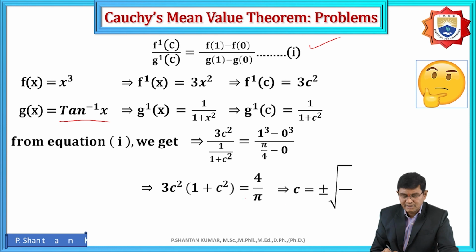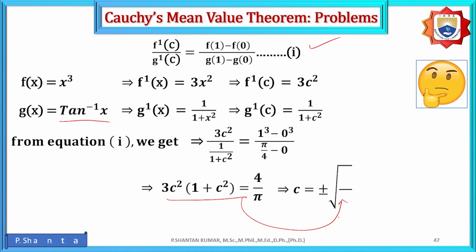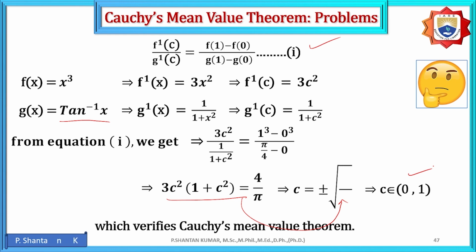So c is equal to, after simplification of this one, you may get a plus or minus root value. And automatically the plus value will lie in between 0, 1. We should not consider the negative, because under 0, 1 a negative value is not required. We only need to consider the positive value of c. Therefore, hence verified the Cauchy's mean value theorem.